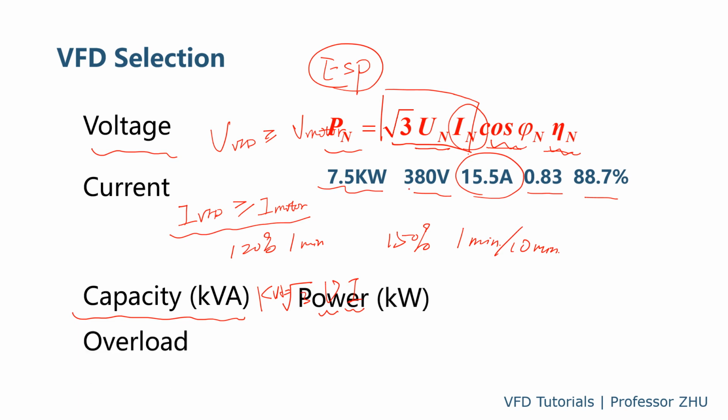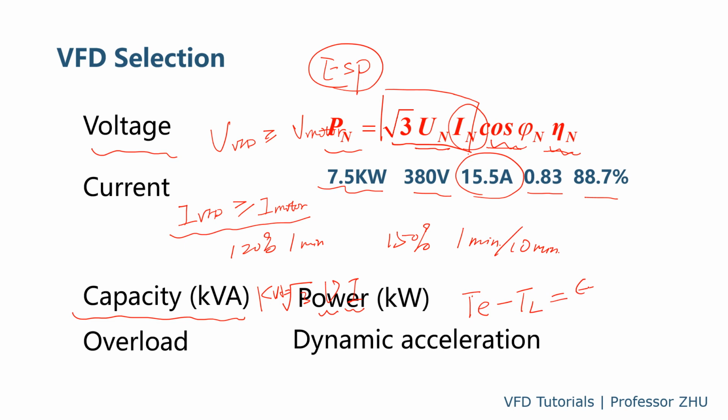And overload we told before. And another one is what we call the dynamic acceleration. That means when we size the motor or size the drive, we need to look at the dynamic acceleration. For example, this is the formula: load torque, change rate of speed. So here is the load torque.